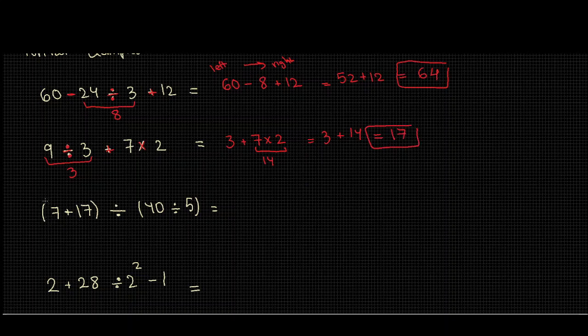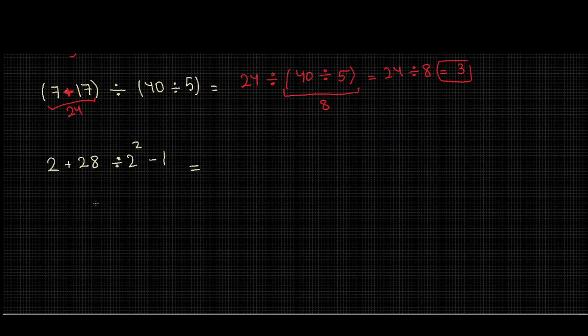In this example, we have brackets, and brackets are the king of all operations. So we must start with brackets. Even though there is an addition here, and addition is one of the least important ones, we always start with the brackets. 7 plus 17 is 24. So I start with this one first. So 24 divided by 40 divided by 5. Again, I have brackets here, and brackets are the king of operations. So I will do 40 divided by 5, and the answer to that is 8. This gives me 24 divided by 8, and the answer is 3.